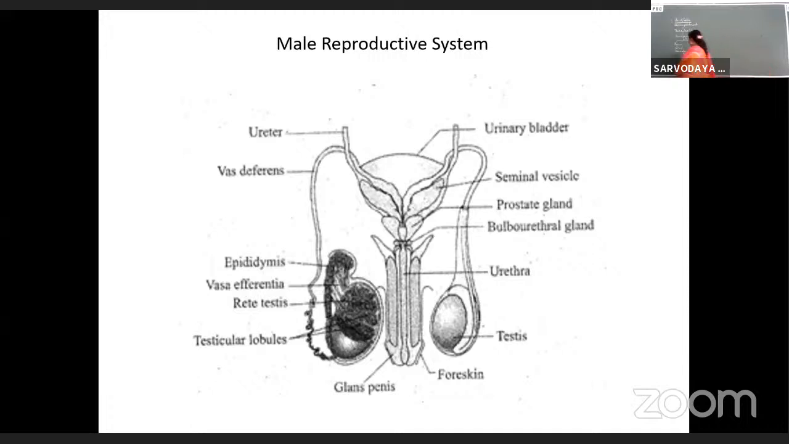Now let us look into what is the function. Now the spermatogonia is going to undergo the process of meiosis to produce sperm. So the male germ cell is going to take part in spermatogenesis. What is meant by spermatogenesis? Production of sperm is called spermatogenesis.